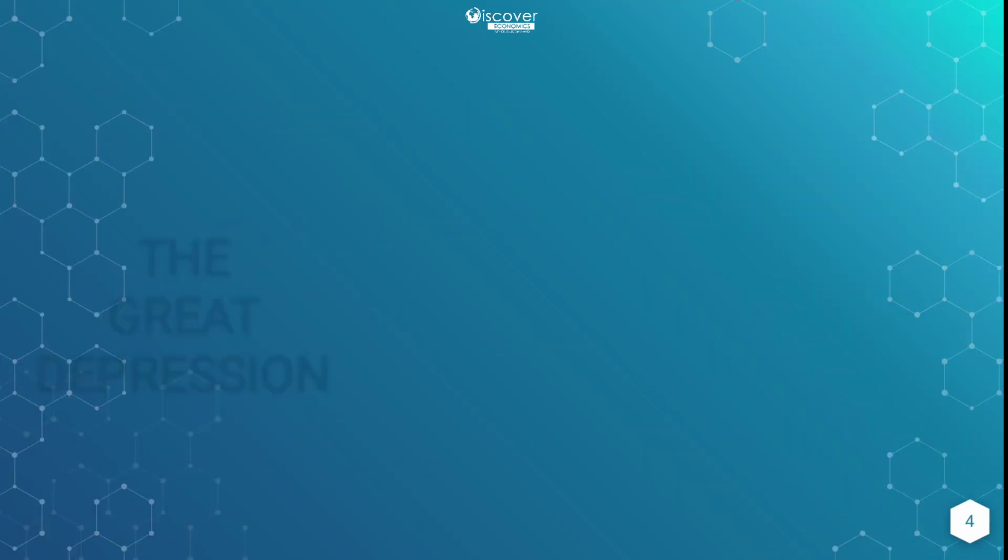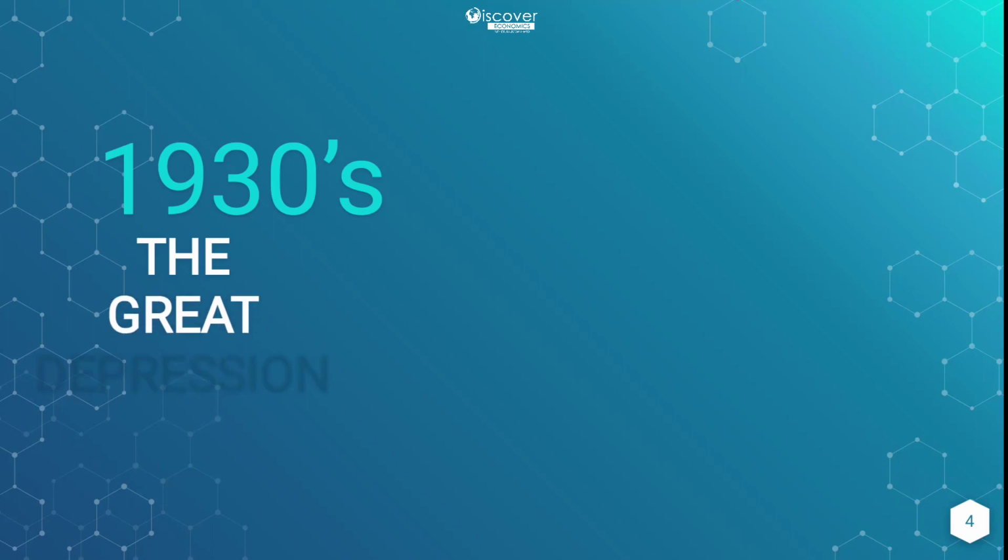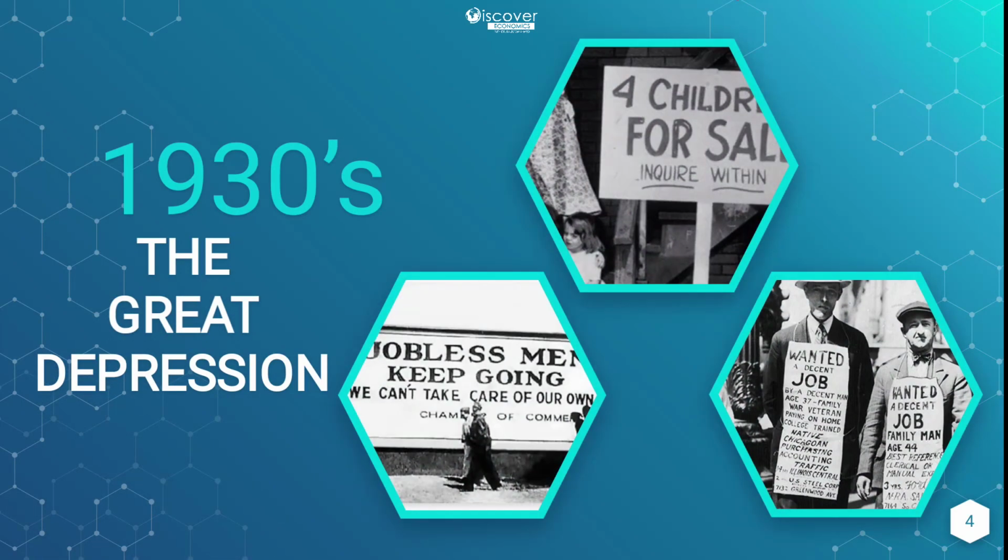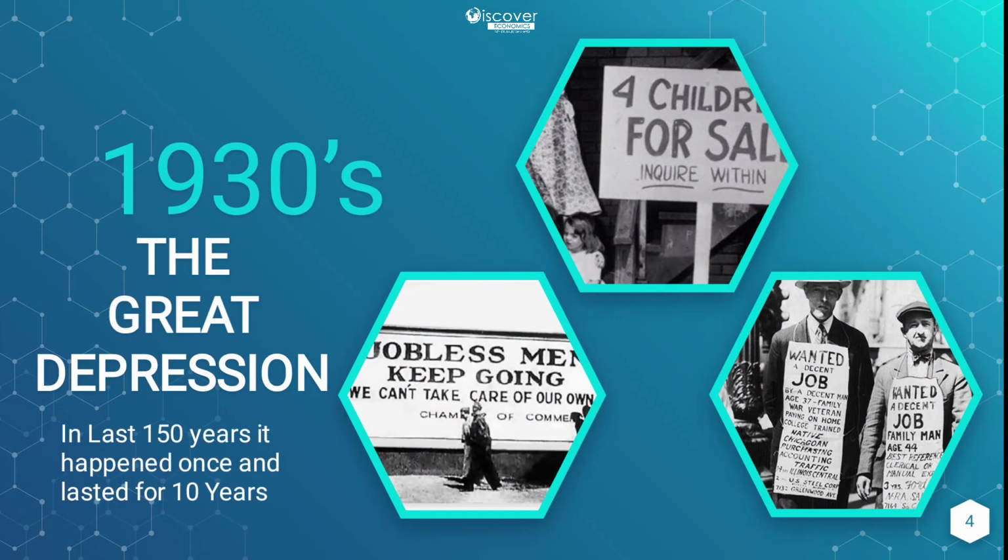It happened in the last 150 years once. That was known as the 1930s Great Depression. It lasted for 10 years. The Great Depression was the worst economic downturn in the history of the industrialized world, lasting from 1929 to 1939. It began after the stock market crash of October 1929, which sent Wall Street into a panic and wiped out millions of investors. It was the longest, deepest, and most widespread depression of the 20th century. The Great Depression is commonly used as an example of how intensely the global economy can decline.